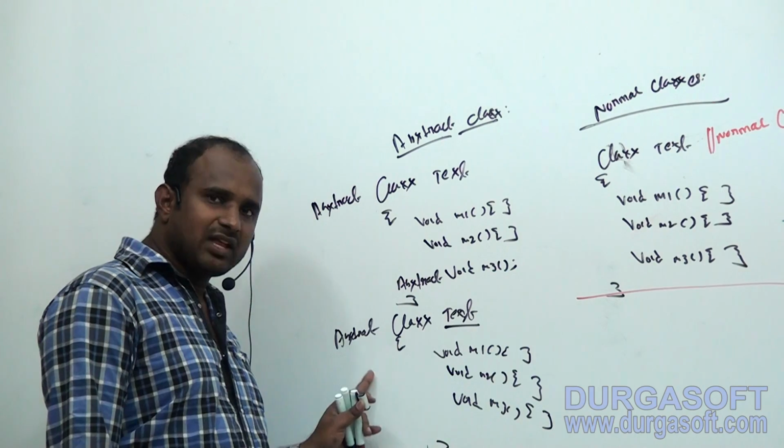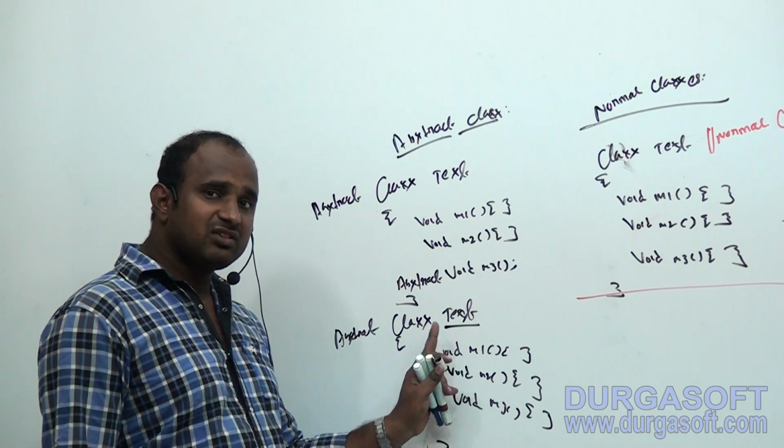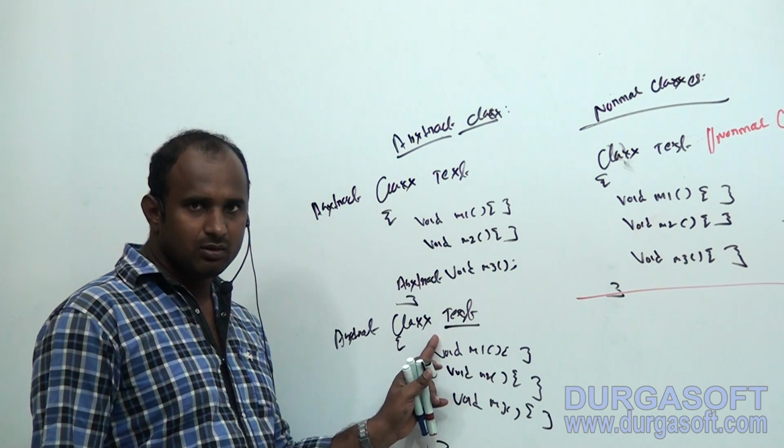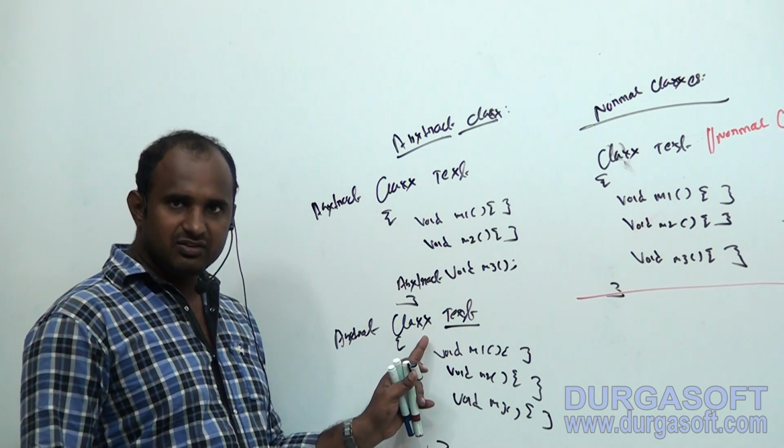When we declare the class with the abstract modifier, is object creation possible or not possible for this class? Object creation is not allowed. Point is clear, object creation is not possible.